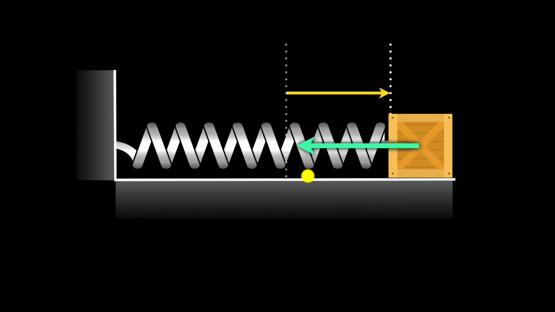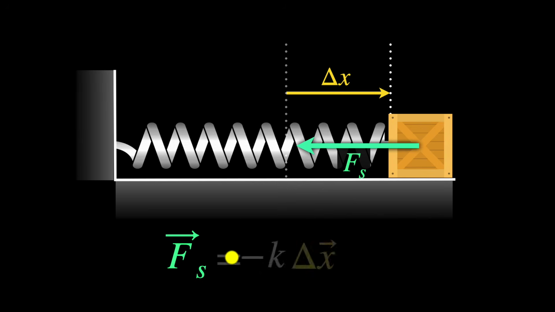Okay, so how do we do this? Well, first of all, let's try and model this force. Let's call this spring force F sub S, and let's call this displacement from the equilibrium position delta x. Then, according to Hooke's law, the spring force can be written this way.